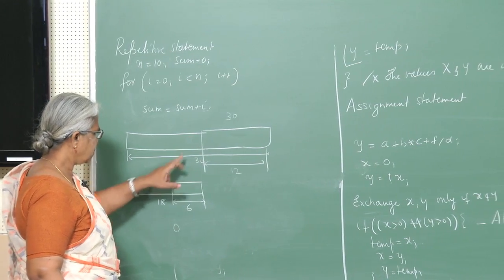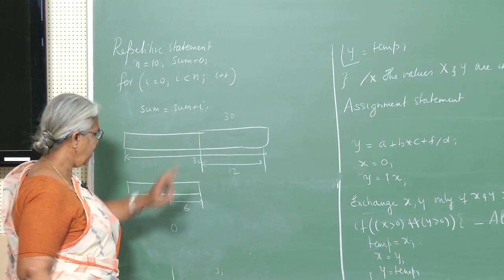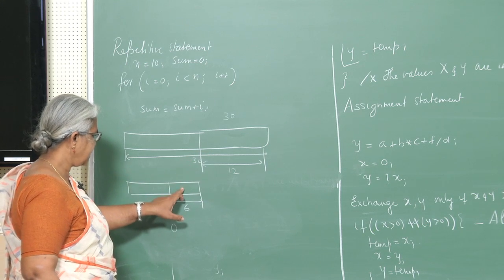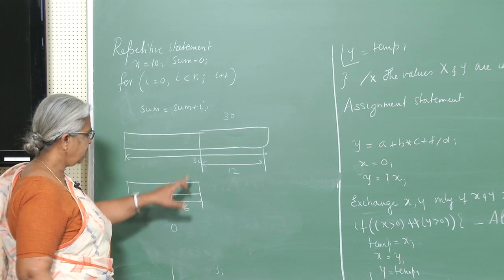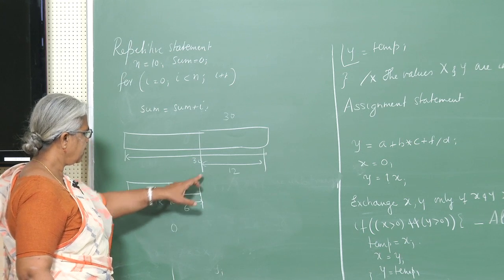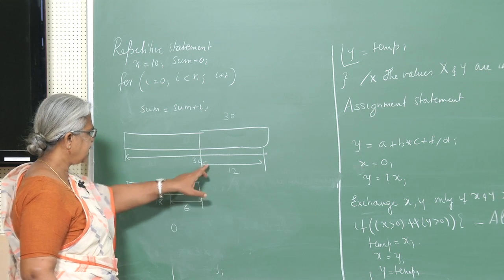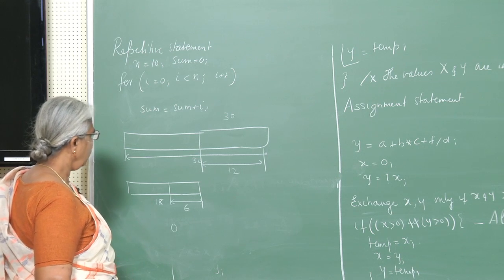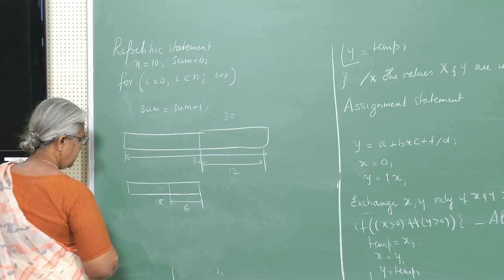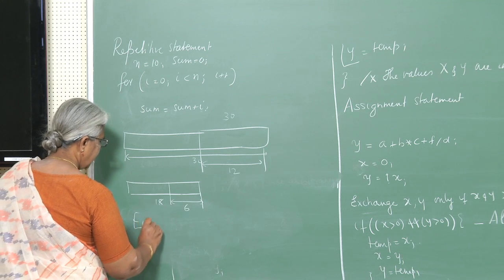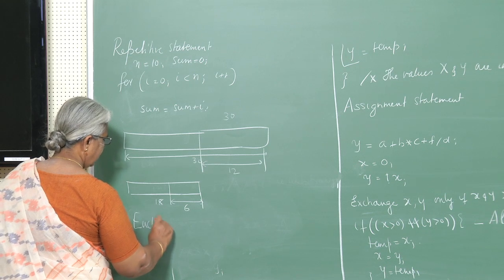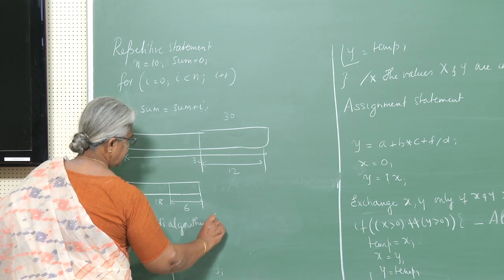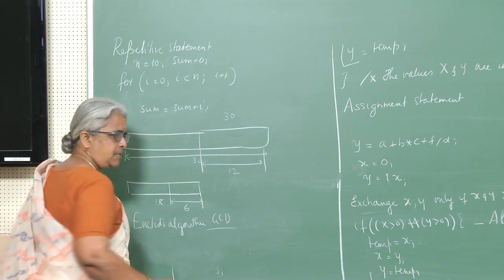Then I take the smaller two numbers, 18 and 12, and divide 18 by 12. The remainder is 6. Once again I take the smaller of the two numbers, 12 and 6, and divide 12 by 6. The remainder becomes 0. Once the remainder is 0, we are done. This algorithm is called Euclid's algorithm for computing GCD.